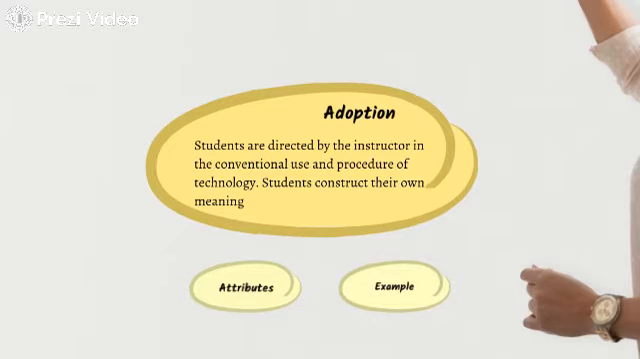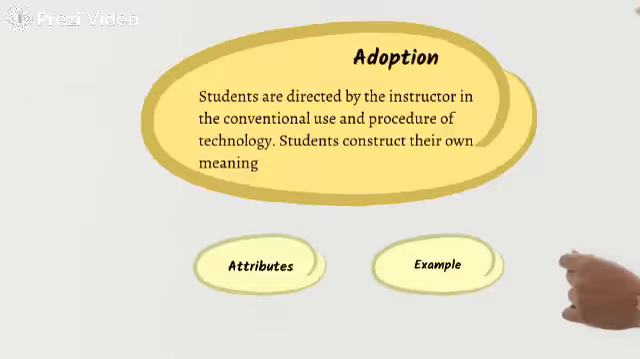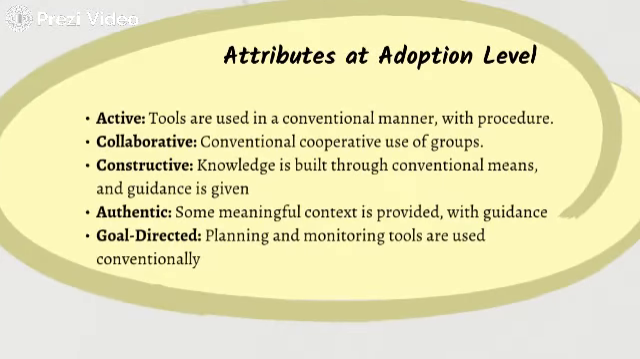The second level is adoption. While this level begins to allow students to build their own understanding of information, the teacher is still very much in control of technology, allowing directed, conventional use when following specific procedure. Here is how the adoption level changes the different attributes.